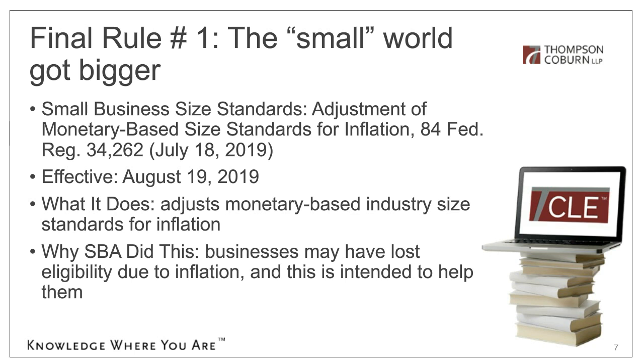SBA did this because it recognized that some businesses may have lost their small size status eligibility due to inflation, and the agency increased the size standards to help them. The last time the agency made such an increase, an inflation-based increase, I should say, was in 2014. And what this increase did was it increased all receipts-based size standards by multiplying their then current level by 1.0837 and then rounding it to the nearest $500,000.